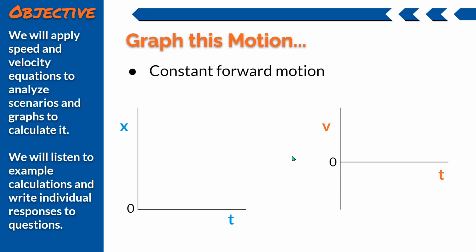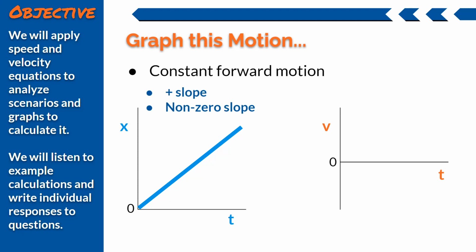If I want to show constant forward motion, then on my xt graph, I need to have a line with a positive slope. Straight line, positive slope. Again, doesn't have to start at 0, could start anywhere, but I need to have a positive non-zero slope. On my VT graph, if I want to show constant forward motion, okay, velocity is a vector, so it has direction. And the way that I know that I'm moving forward when I look at my velocity is if it's a positive number. So if I want to show constant forward motion, I'm going to have a horizontal line in the positive region of my graph where my y values are positive.